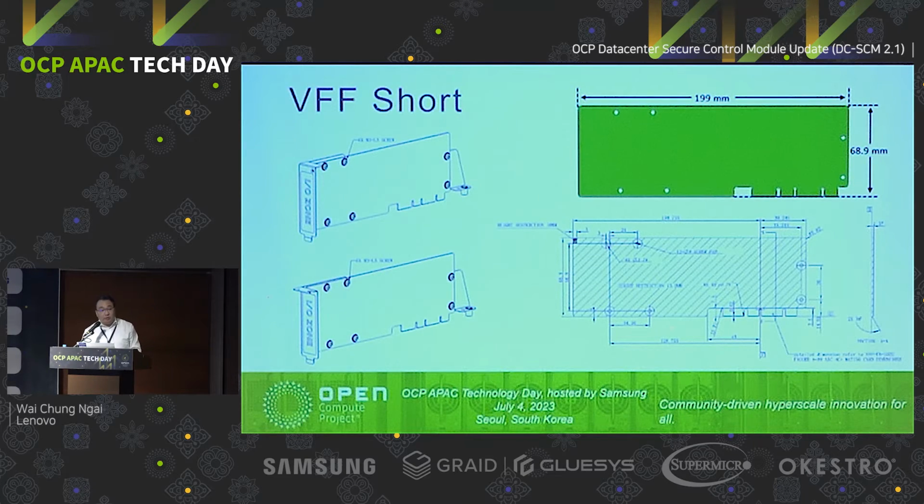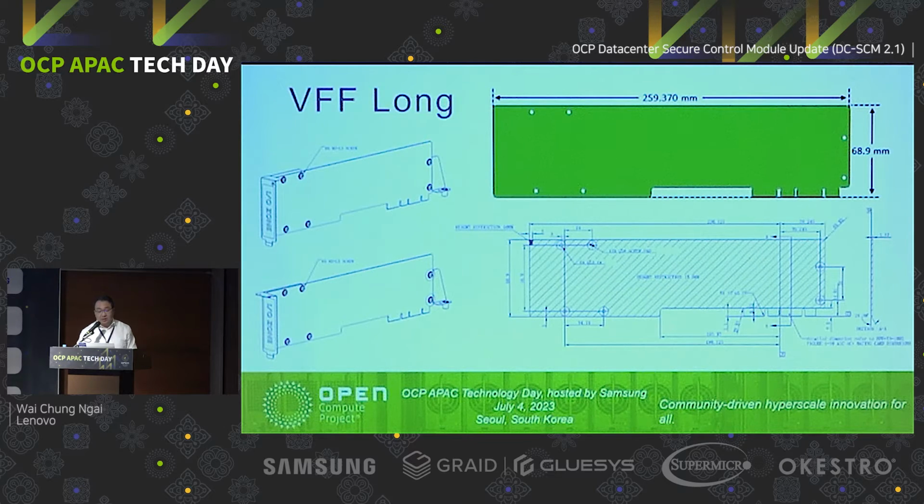And this is the vertical form factor, the short version. You can see the height is 68.9 millimeters, and the depth is 199 millimeters. The longer one has the same height, but is deeper, going up to 259 millimeters. The deeper version allows more capabilities and more innovations. That means customers can add more features onto this deeper, longer version of the vertical form factor DC-SCM board.